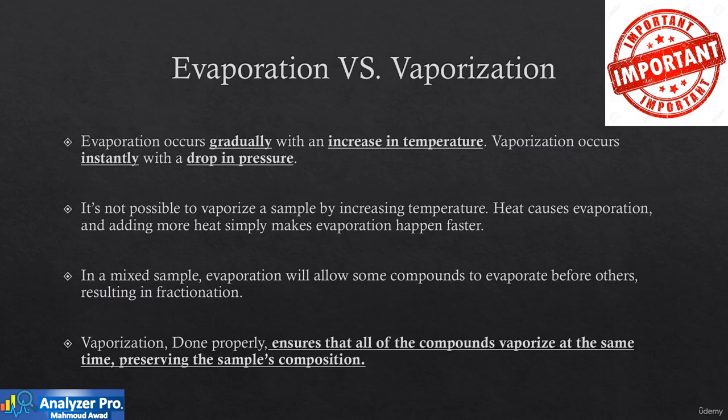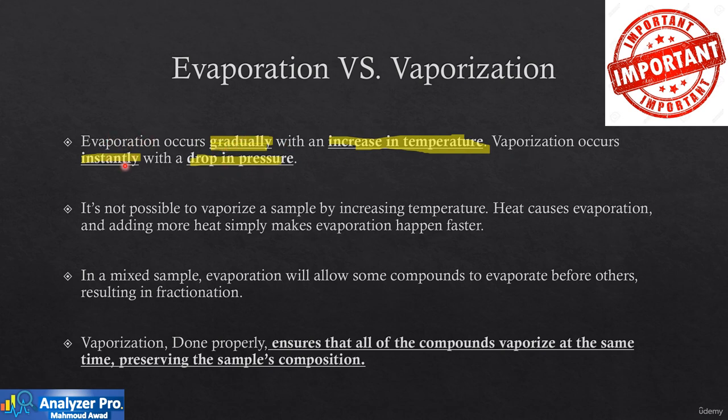To better understand the vaporization process, let us differentiate between vaporization and evaporation. Evaporation occurs gradually with an increase in temperature. On the other hand, vaporization occurs instantly with a drop in pressure. So the main actor in evaporation is the temperature, while the main actor in vaporization is the pressure. Notice also that evaporation is done gradually and vaporization is done instantly.